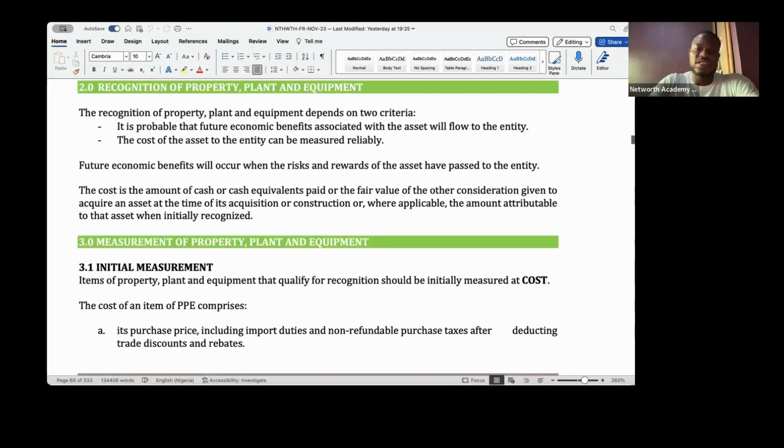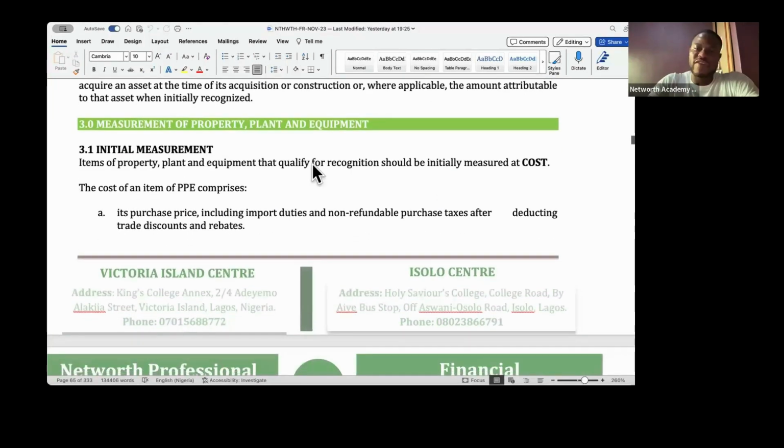IAS 16 says that an item of PPE that qualifies for recognition should be initially measured at cost. So you measure it in your books at cost. And when we say cost, the cost of an item of PPE comprises its purchase price. If you are importing it, then you pay import duties and non-refundable purchase taxes after deducting any trade discounts and rebates. So two things we need to clarify. I think purchase price is clear. I think that duties should be clear to anybody.